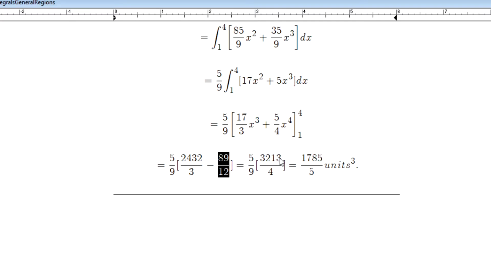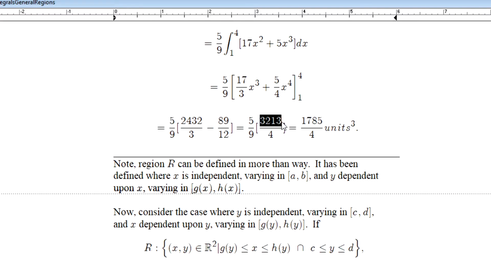Take the difference of those two, and you get 3,213 fourths, which when multiplied by 5 ninths does simplify to 1,785 fifths. Now, hold on here. I should actually say that is equal to that, right? 9 does go into 3,213 evenly, right? I believe that's 375 when times by 5 gives us 1,785 fourths, right? That does not reduce any further.